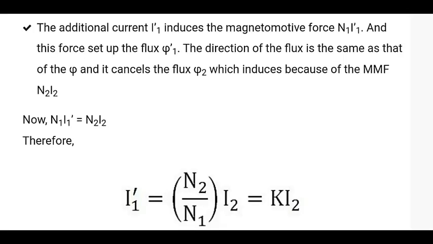The additional current I1' induces the magnetomotive force N1 I1', and this force sets up the flux Phi1'. The direction of the flux is the same as that of Phi, and it cancels the flux Phi2 which is induced because of MMF N2 I2. Now I1' N1 is equal to N2 I2. Therefore I1' is equal to N2 upon N1 into I2, which is equal to K I2.